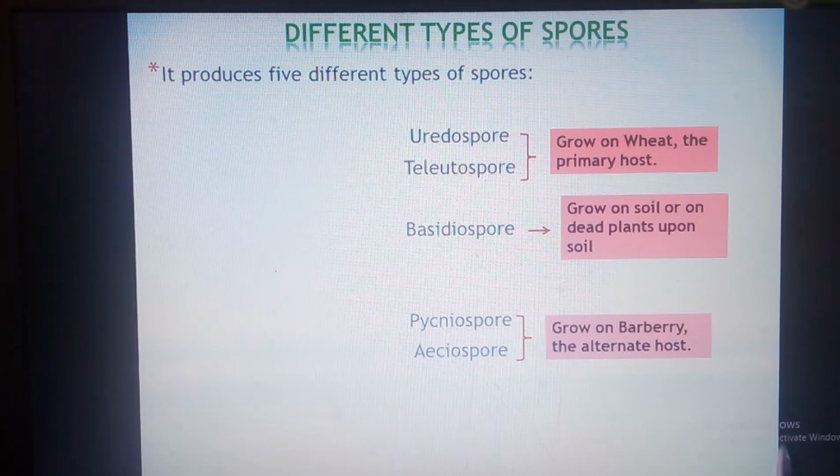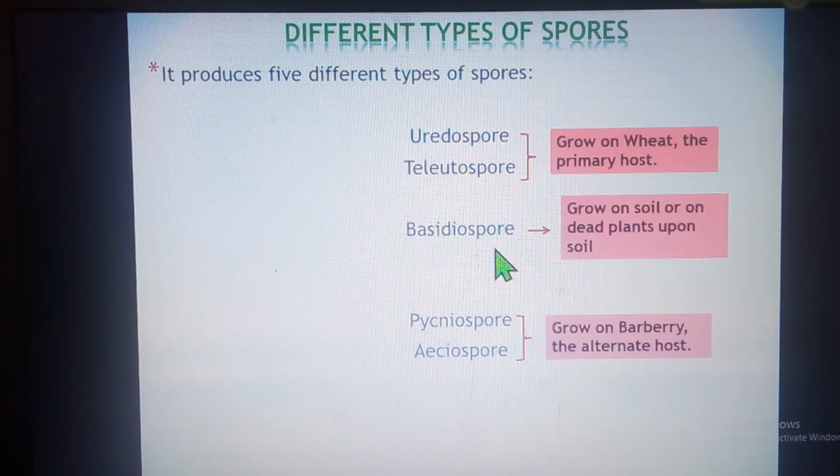So now let us study the different types of spores which form during the life cycle of Puccinia. Now, Puccinia produces five different types of spores. We have already seen the urediospore and teliospore, which grow on wheat, that is the primary host.